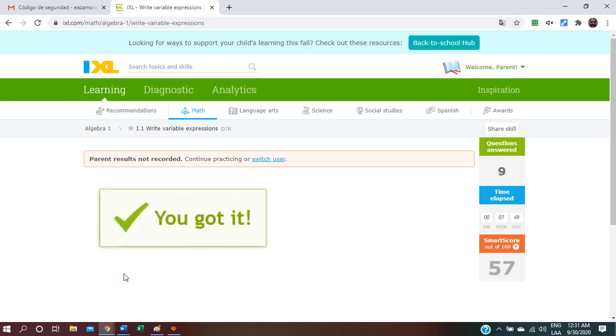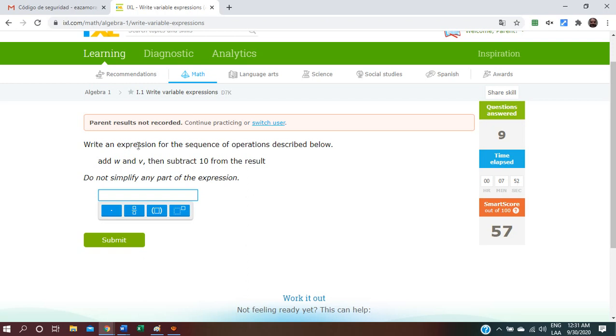We submit it. Now it says write an expression. Add y and v, then subtract 10 from the result. Pay attention to this part, because it's 10 minus this or this minus 10. It says add y and v. So we're going to add y plus v. Then subtract 10 from the result. So from this result, we are going to subtract 10.